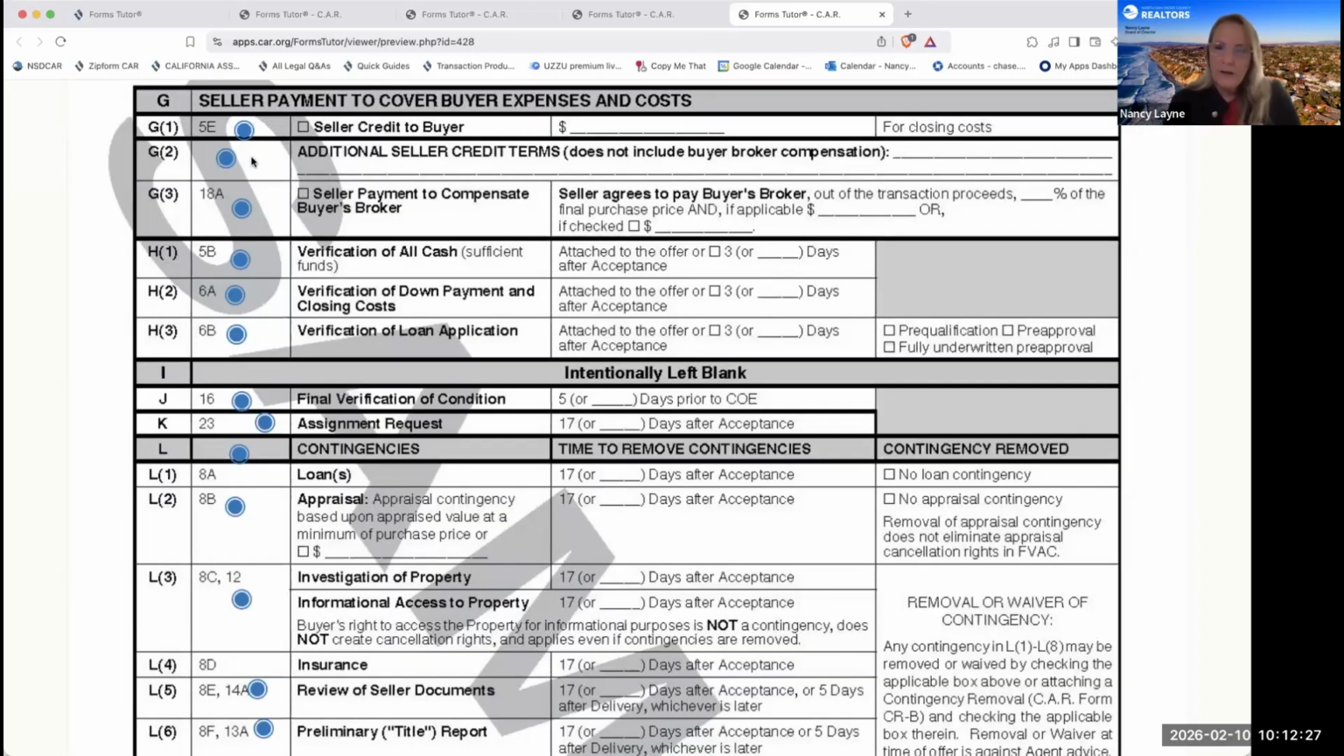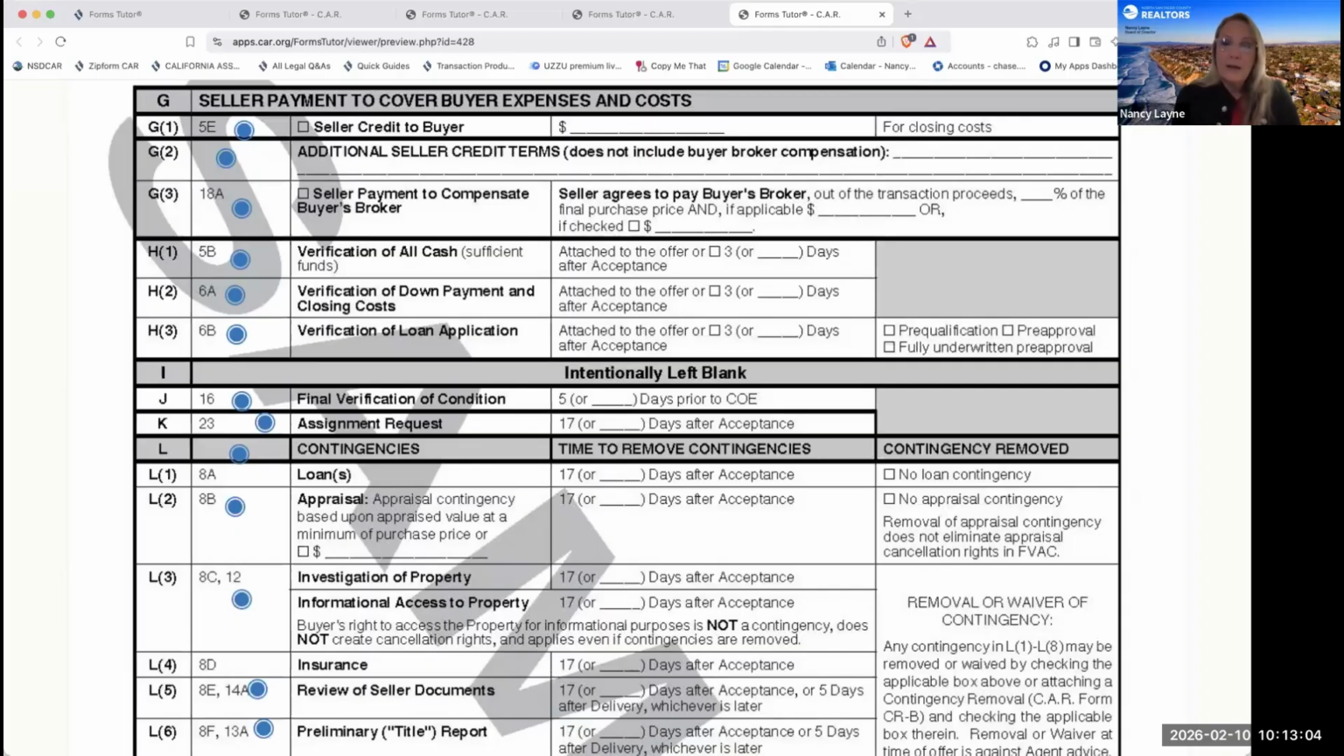Then 3G3, the one everyone loves, which is the seller agrees to pay buyer's broker out of the transaction proceeds, X amount, a percentage of the final price with a blank amount, or if checked, just a date, an amount certain. That doesn't mean all of those have to be checked. You can just have a percentage. And there it's based on what you agreed to with your BRBC with your buyer. So if you've agreed to pay X, or your buyers agree to pay X amount, that's the amount that you put in there.